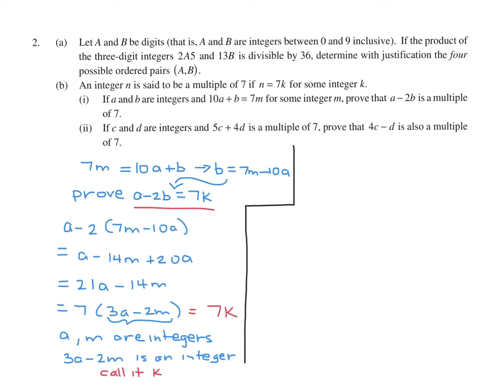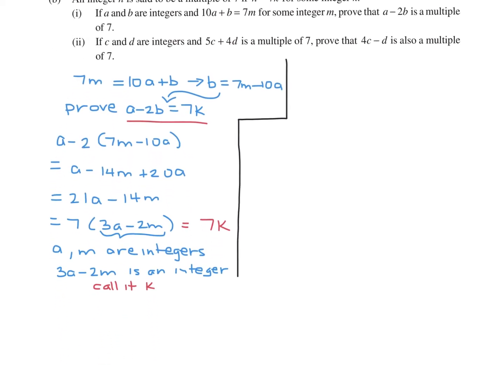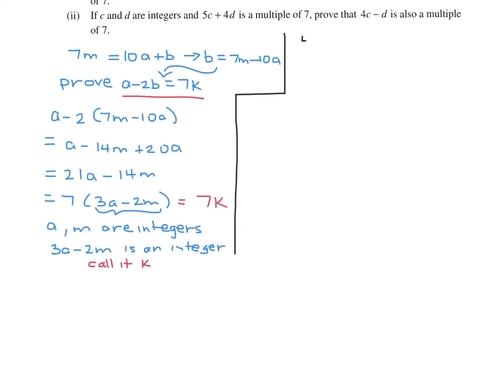All right, the next part says, if c and d are integers and 5c plus 4d is a multiple of 7, prove that 4c minus d is also a multiple of 7. Okay, so let's move this up here. 5c plus 4d, they're saying, is a multiple of 7, so that's 7k. And we have to prove that 4c minus d is also a multiple of 7, so it's 7m, let's say.